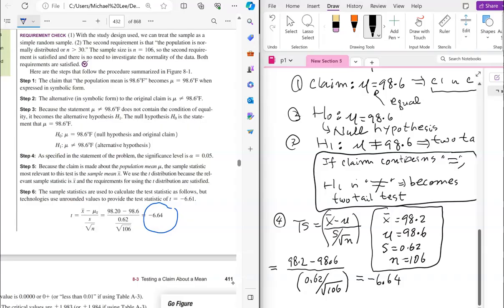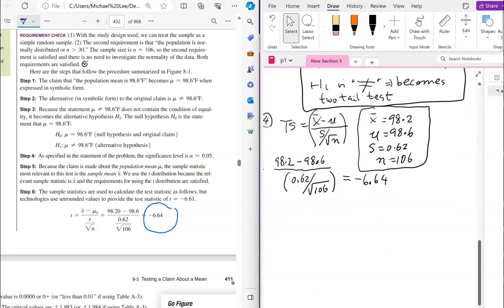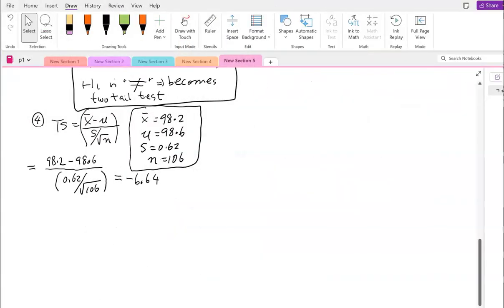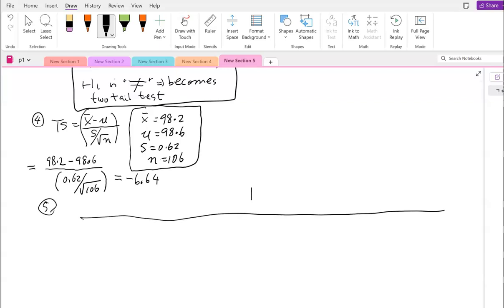Now you have to test the claim. Number 5. One is the p-value method.